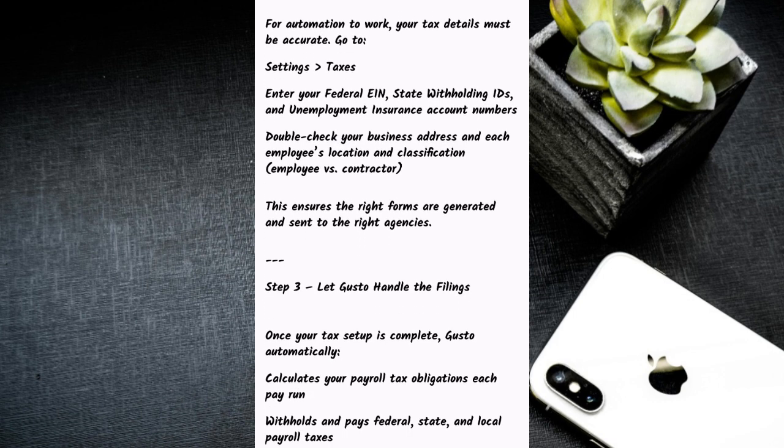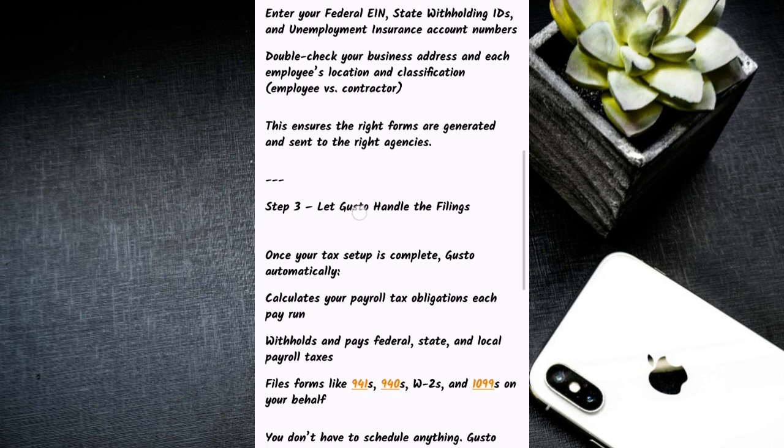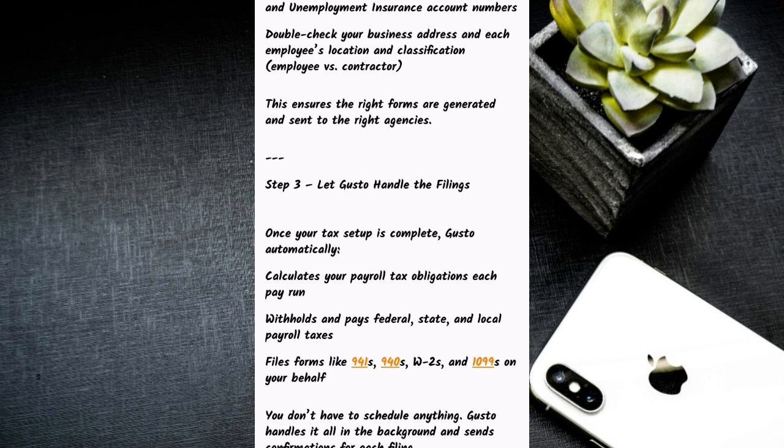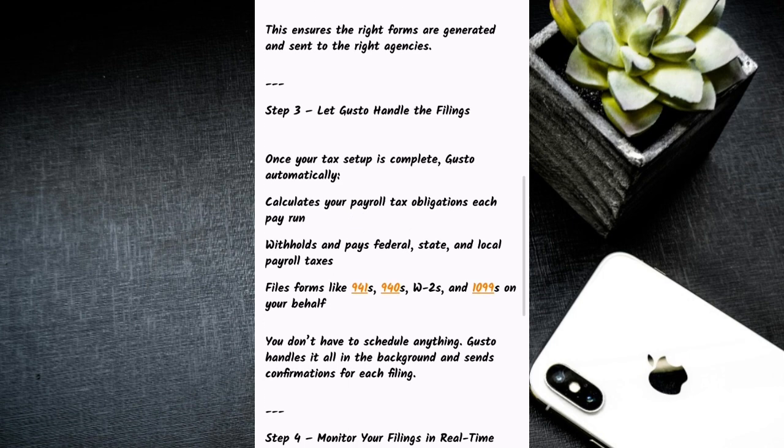Step 3, let Gusto handle the filings. Once your tax setup is complete, Gusto automatically calculates your payroll tax obligations each pay run, as well as withholds and pays federal, state, and local payroll taxes. It also files forms like 941s, 940s, W-2s, and 1099s, all on your behalf. You don't have to schedule anything. Gusto handles it all in the background, and it just sends confirmation for each filing.